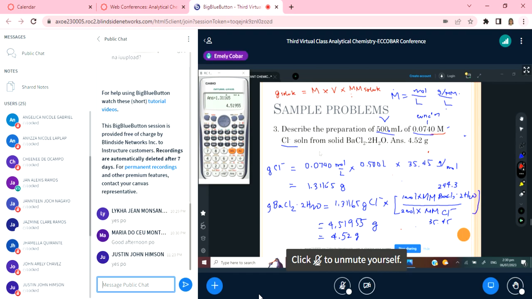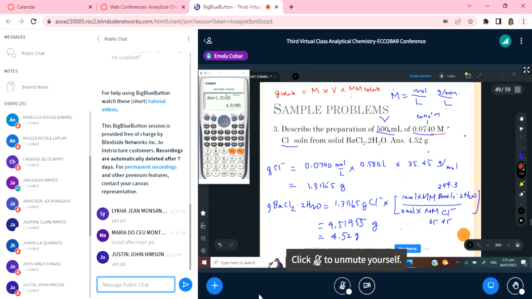Now, next. Let's add to this problem. The 0.0740 is the concentration of the chloride in the solution. What if you're asked to express the concentration of this solution in molarity of barium chloride dihydrate?